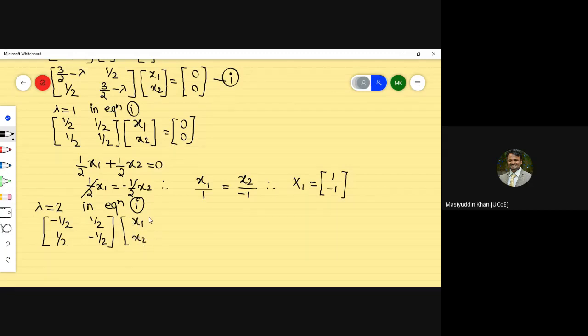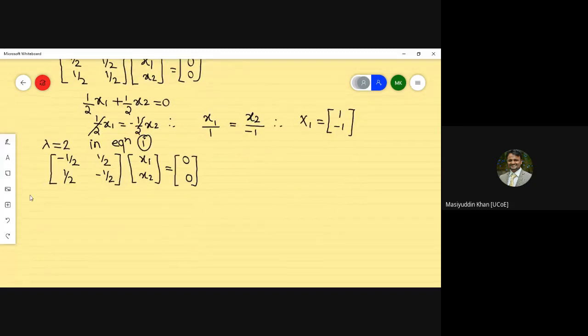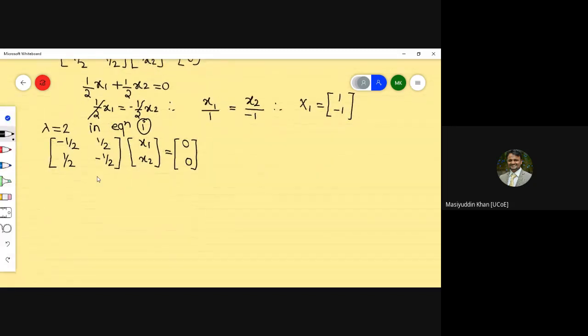x1, x2 equal to 0, 0. Now you can observe these two equations are again the same. If we multiply by minus here, this part will become plus and this will become minus.